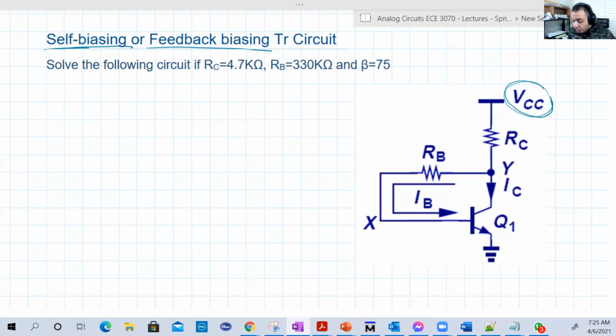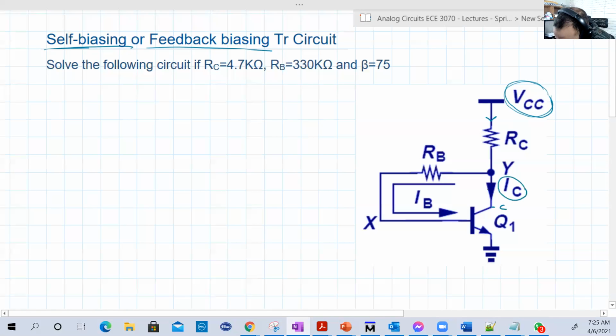So another important comment here is that where is IC? So basically, usually we used to make IC the current flowing in RC like this, but this is wrong. Remember, the basic definition for IC is the current that flows into the collector. Here is the collector. So this is basically IC, this current. And here is IB.